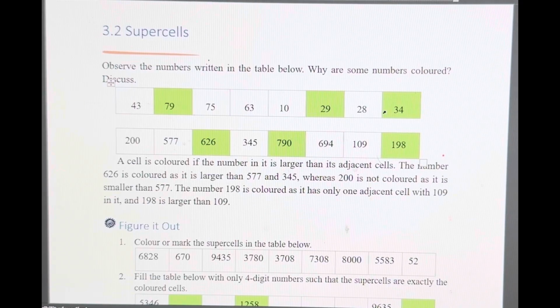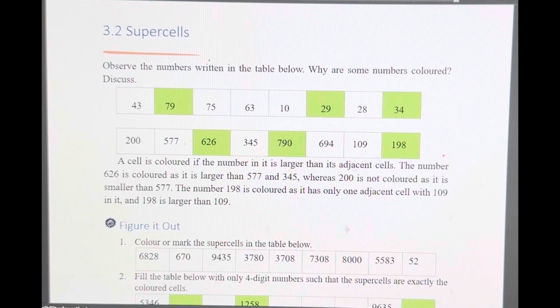34 is colored because it is larger than its neighbor, since there is no neighbor next to 34 on the right side, but it is greater than 28. So you can color this also, that's a supercell. 626 is larger than 577 and 345. Similarly, 790 is larger than 345 and 694. And the last number, 198, is larger than 109. So these colored cells are known as supercells.